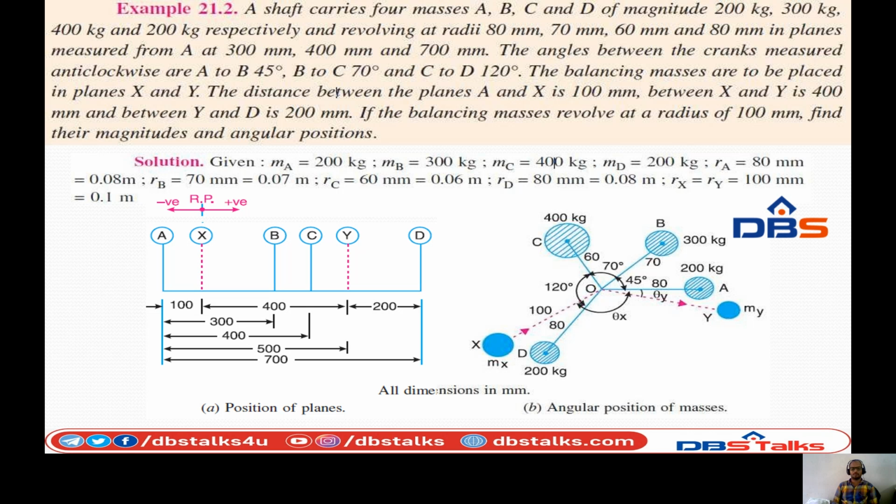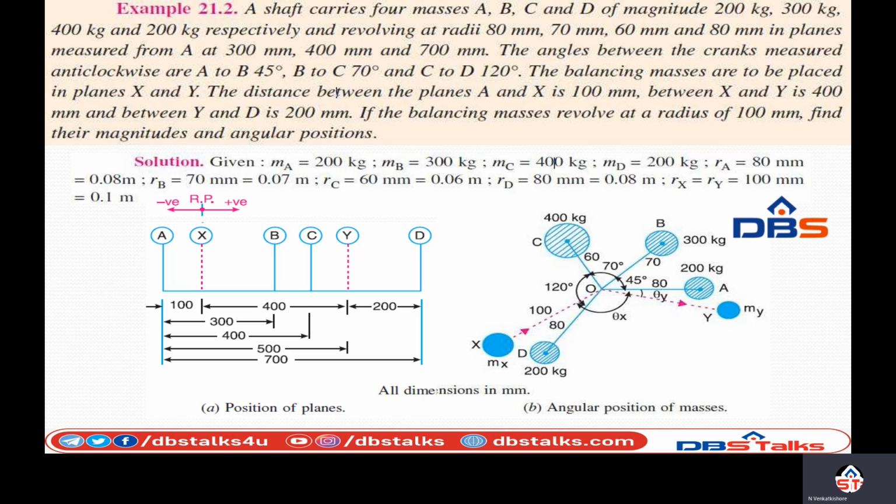So we have to represent our balancing mass in the X and Y planes only. So the balancing masses are to be placed in the planes X and Y. But where to position the balancing mass, we need to find out. The distance between the planes A and X is 100 mm, and the distance between X and Y is 400 mm. So accordingly we have to draw the position of planes.